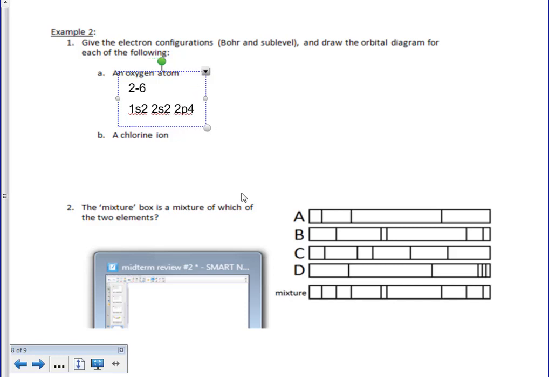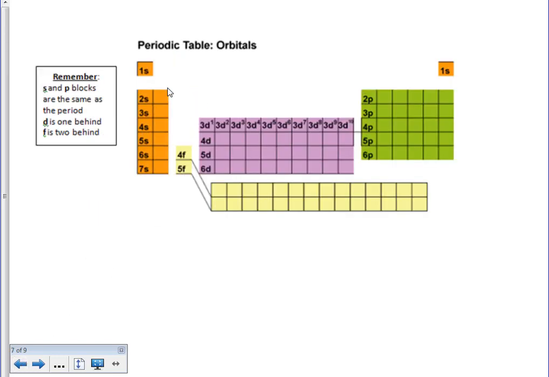And then you're going to end up with 2p4. So if you're counting across, looking back at this, we know that oxygen is going to be located right about here. So you're going to be 1s2, 2s2, 1, 2, and then 2p4. So 1, 2, 3, 4, putting you right where oxygen is located on the periodic table.